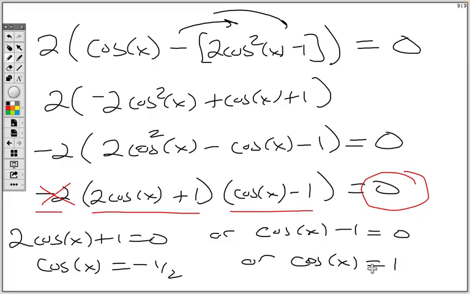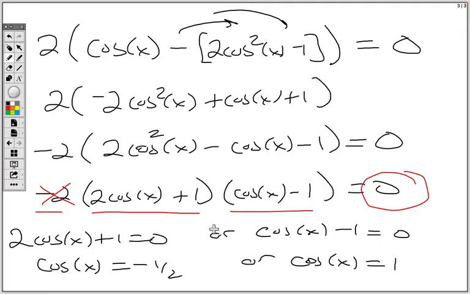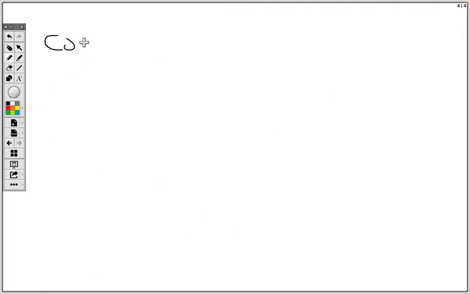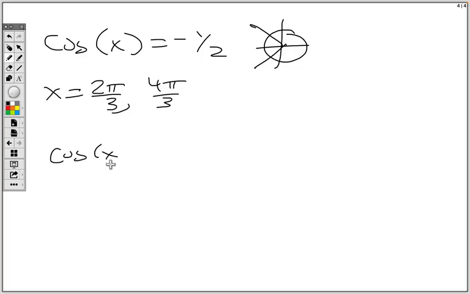Now remember here, we're working on the interval 0 to 2 pi. All right? So if I'm looking at the interval 0 to 2 pi, where the cosine x is minus a half, if I think back to the unit circle, cosine is the x-coordinate on the unit circle, so I'm going to be in quadrant 2 or 3. So x is 2 pi over 3 or 4 pi over 3. For the cosine of x to be positive 1, that's going to be right at the endpoints of 0 and 2 pi.